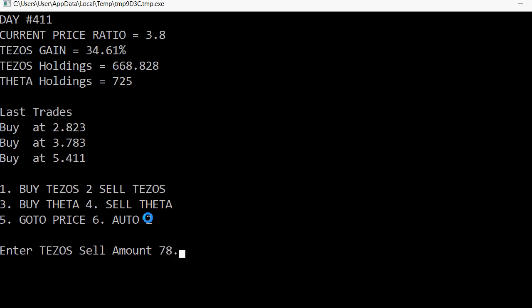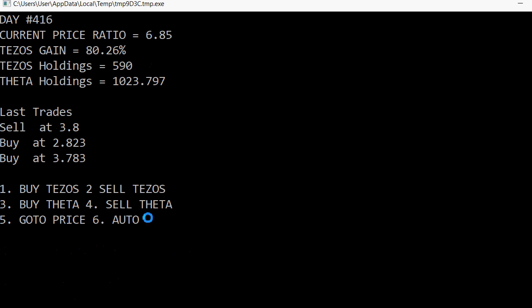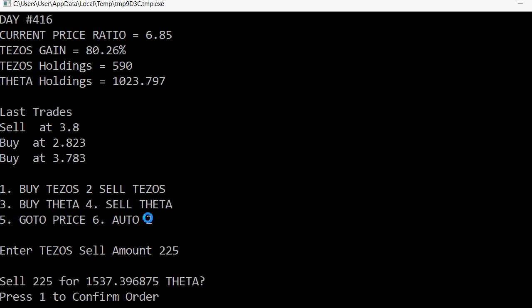78. And that gives me 300 theta back. Oh, huge gain. 80% for Tezos. Okay, so that's what we wanted. Okay, decent size unload. 190, 220, 225 maybe. Give me back 1500 theta. That's a huge gain.